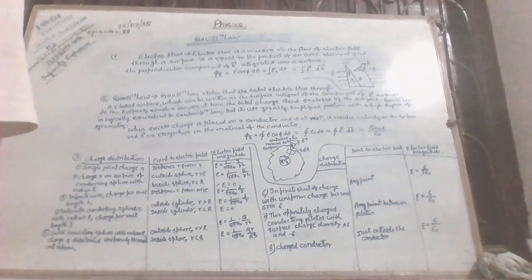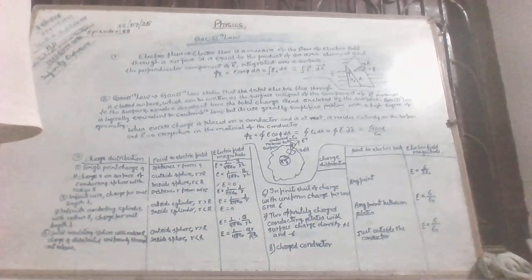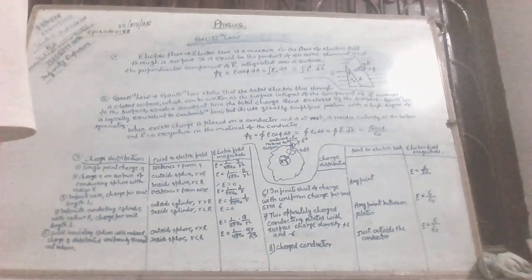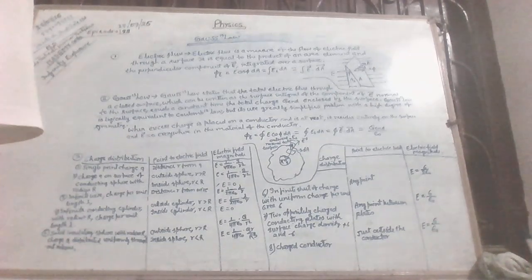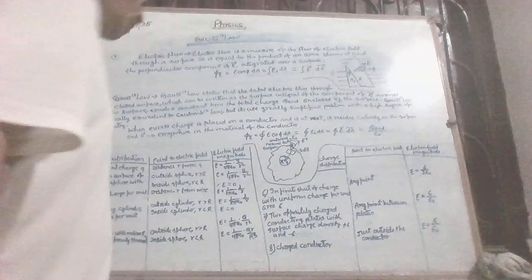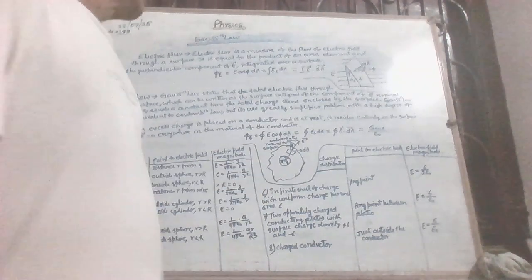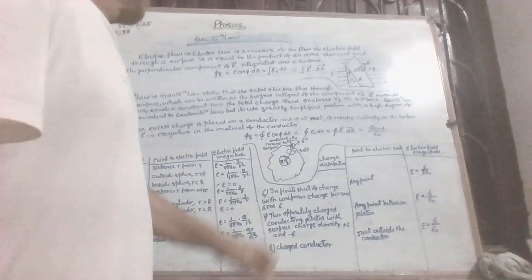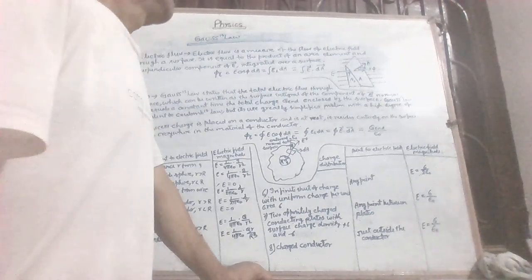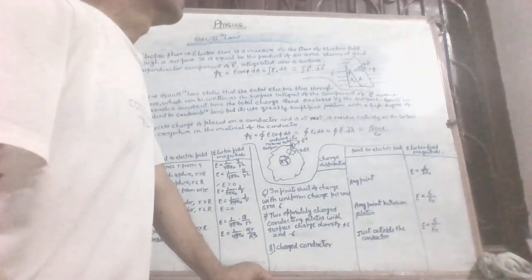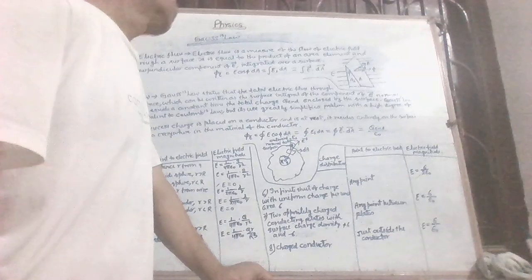Solid insulating sphere with radius R, charge Q distributed uniformly throughout the volume. Outside the sphere, r is greater than R, then E = 1/(4 pi epsilon naught) Q/r². When inside the sphere, r is smaller than R, then E = 1/(4 pi epsilon naught) Q r/R³. Now sixth, infinite sheet of charge with uniform charge per unit area sigma. Any point: E = sigma/(2 epsilon naught).